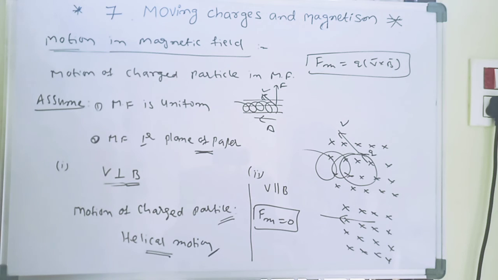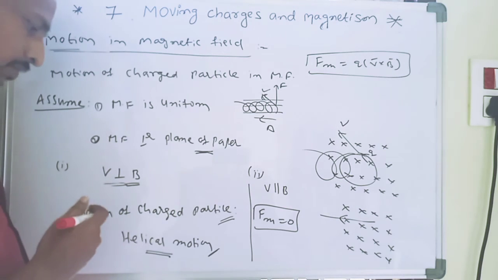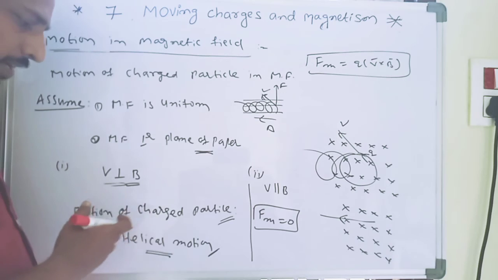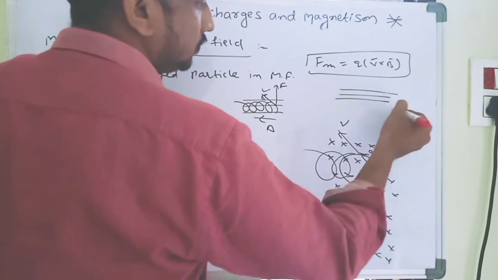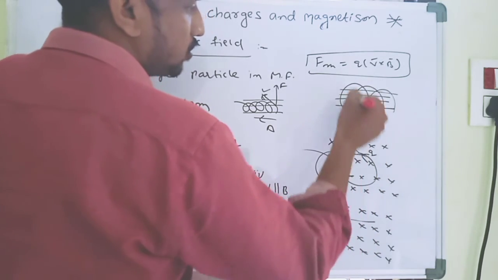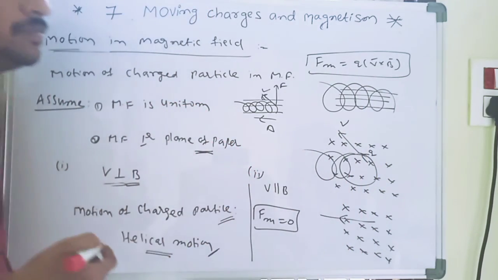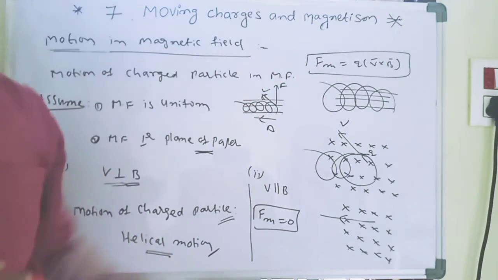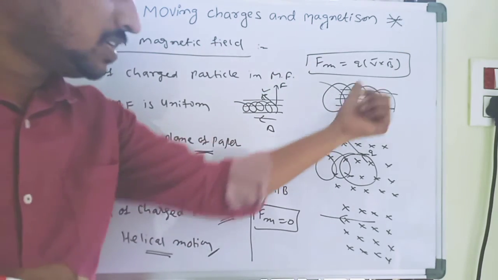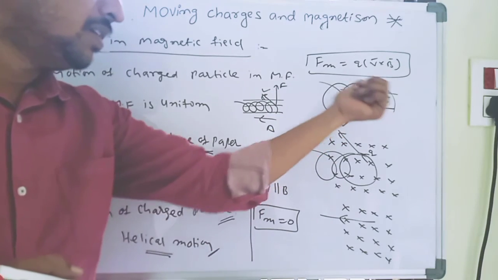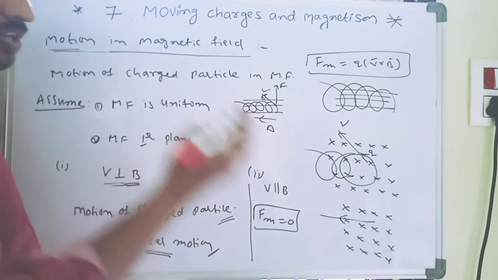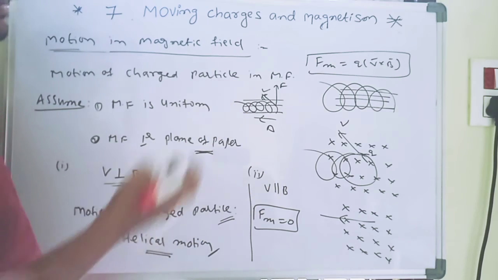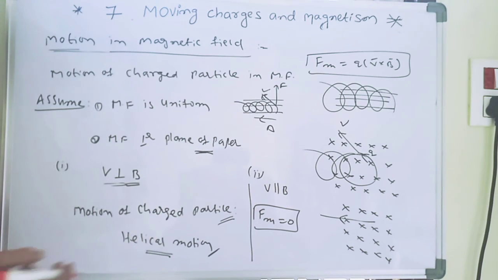So remember that. Next we go with the direction of motion of the charged particle in helical motion. What is the radius of helical motion? What is the frequency of helical motion? What is the time period of helical motion? We will look at the frequency and time period of helical motion in the next topic.